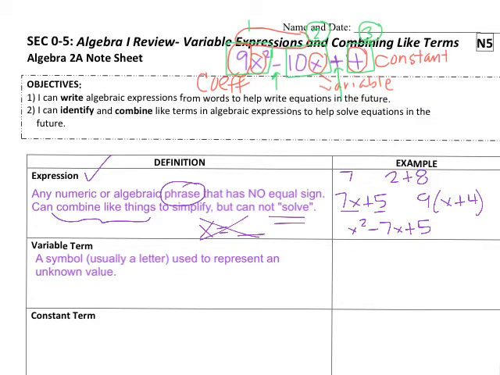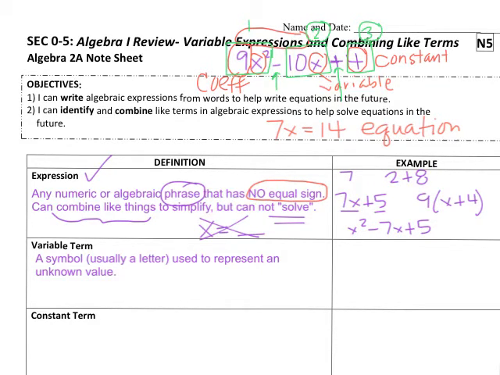Okay, so we want to know the difference between an expression and an equation. If I give you an equation, it would look something like this, 7x equals 14. Now that you could actually solve. This is an equation because it has an equal sign. Okay, and like we said, expressions have no equal sign.